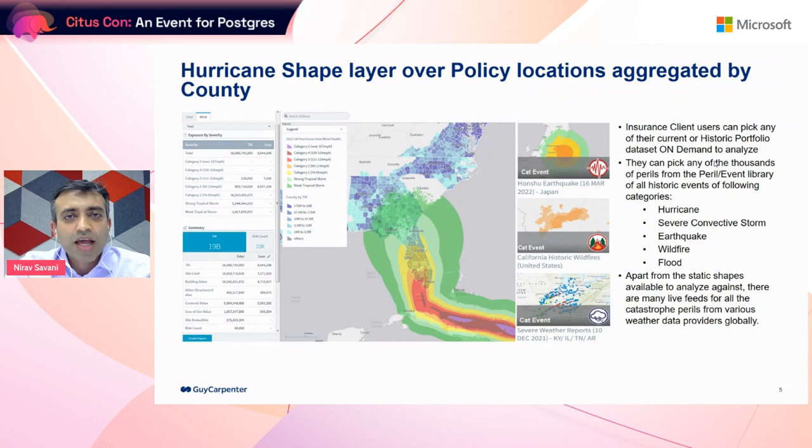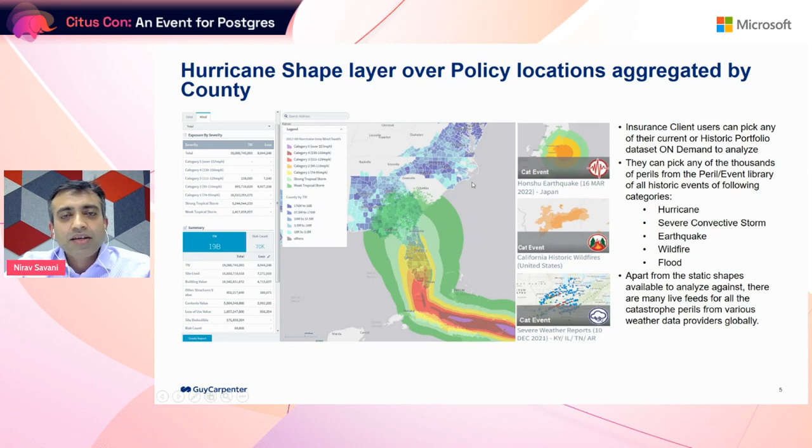When they are really looking at their data, this is how they will look at it. They will have their policy data either at the location level, but as you can see when it's zoomed out, it's at county level. So they are seeing the thematic shading of all the policy locations. What you are seeing here is the TIV exposure, which means the darker the color, the more exposure they have. Then they can overlay the shape, and on the left, they can see the total summary of the total insured value of all my policies which is impacted as a result of this hurricane.